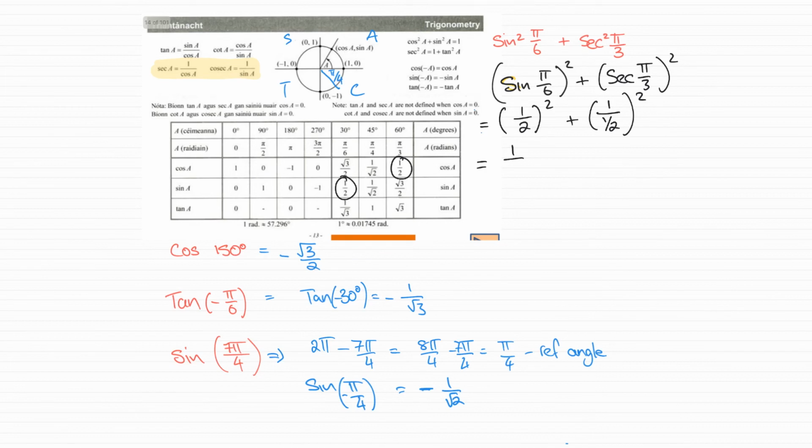That is a half squared. We can make that a quarter. Half squared is a quarter. Plus 1 over a half is the same thing as 2 over 1, to be squared. So I get a quarter plus 4, which is 4 and a quarter.